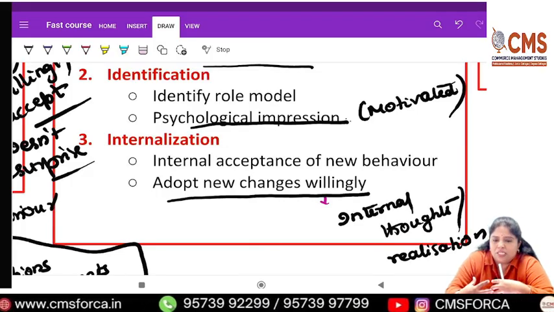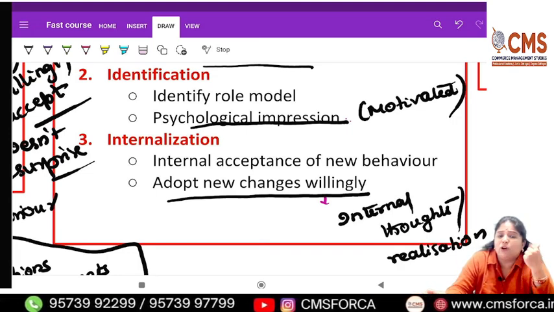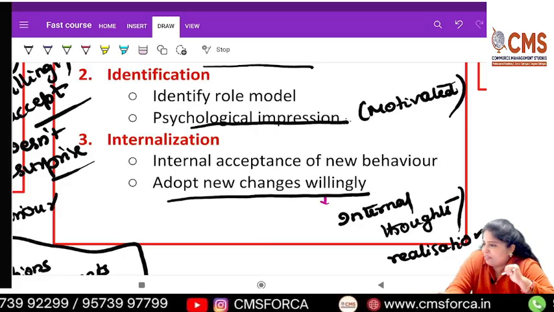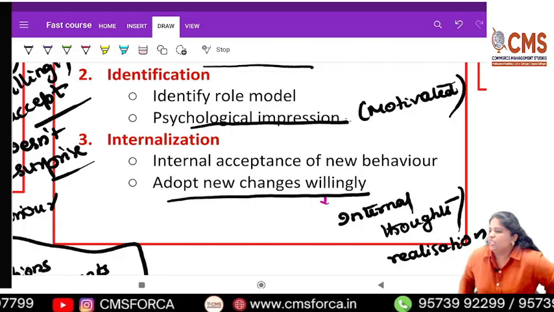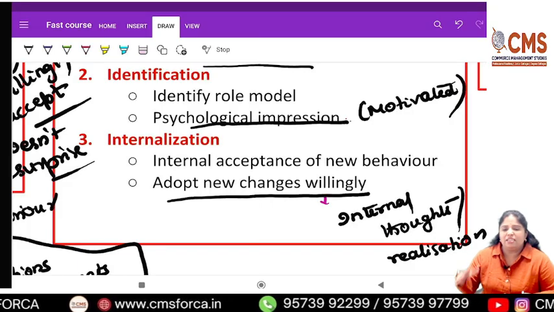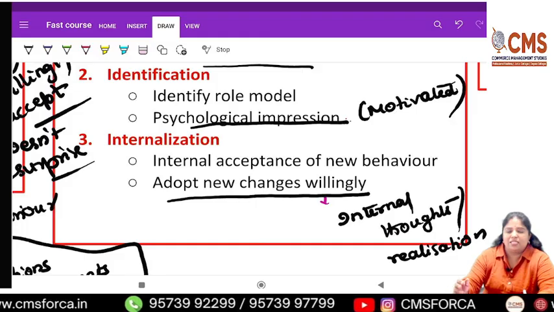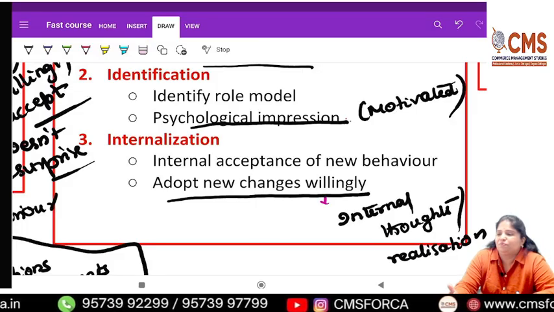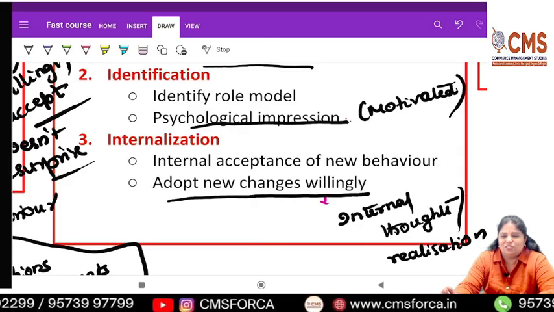It's self-realization. Yes, let's go with the change. It's a benefit to the organization and may also benefit my own career. Perhaps it's a career growth opportunity even for the employee. So like that, their internal thought process would change. Internally, they will realize and accept the change. That is called internalization. Okay, the second phase is also done.